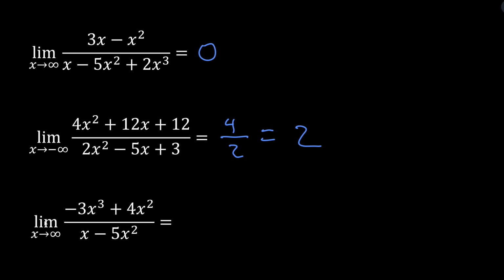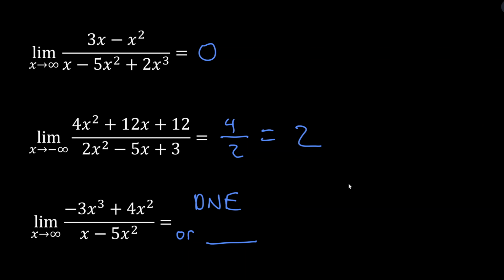And finally, let's go down here to this one. What do we have? Negative 3x cubed. That's the biggest exponent up here. Okay, so degree 3. And then degree 2 down here. Okay, so top is bigger, so we know it's going to be DNE, and we can either write it as positive or negative infinity. So let's write DNE or, and we're going to put our final answer here after we investigate these values of this function.